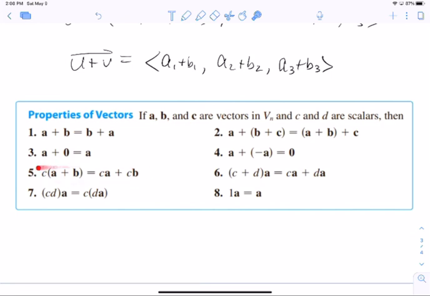And then we see we have some distributive properties here related to addition and scalar multiplication, associative property for addition, and then also scalar multiplication. I leave it to you to review these properties.